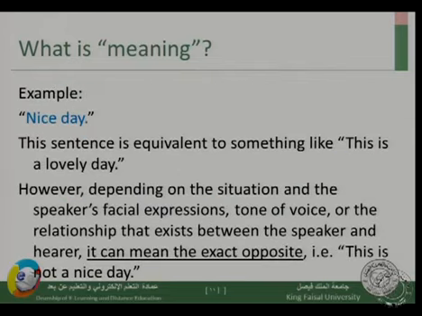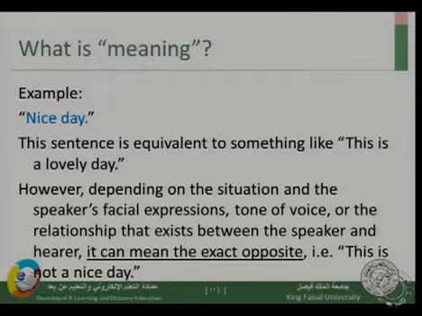Let's have an example of what we mean by each one of these definitions. So if someone says "nice day," if you're just looking at the sentence itself, the words in the sentence, it is equivalent to something like, "this is a lovely day." So this is sentence meaning or word meaning.